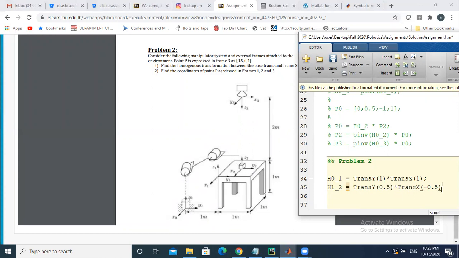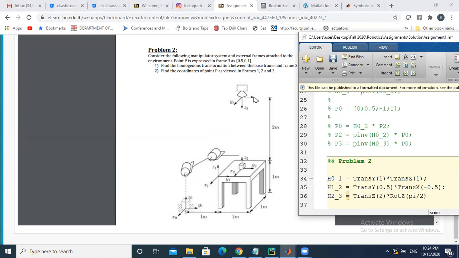Last thing is, what is the relationship between h2 3? We're translating along z by how much? By 2. So this guy is up, but now z is opposing, right? And what do we have to do here? We have to make some rotations, right? So we're going to rotate about z by pi over 2. So if I rotate about z by pi over 2, now x is here.